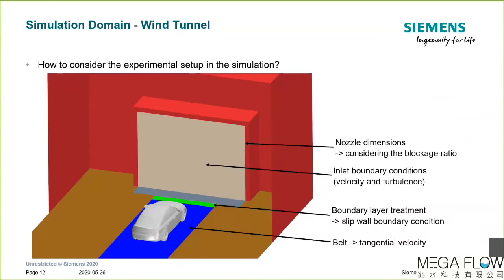So in this picture, you can just see here an example case where we have a wind tunnel, the test section, the nozzle dimensions. You can see here the belt is modeled with tangential velocity, and we have pretty good experience in modeling the boundary layer treatment. So as I said, suction, tangential blowing, or a scoop with just a slip wall boundary condition. Because at the end of the day, the goal of all these devices is to remove the boundary layer from the ground. And that can be achieved with a simple slip wall boundary condition.